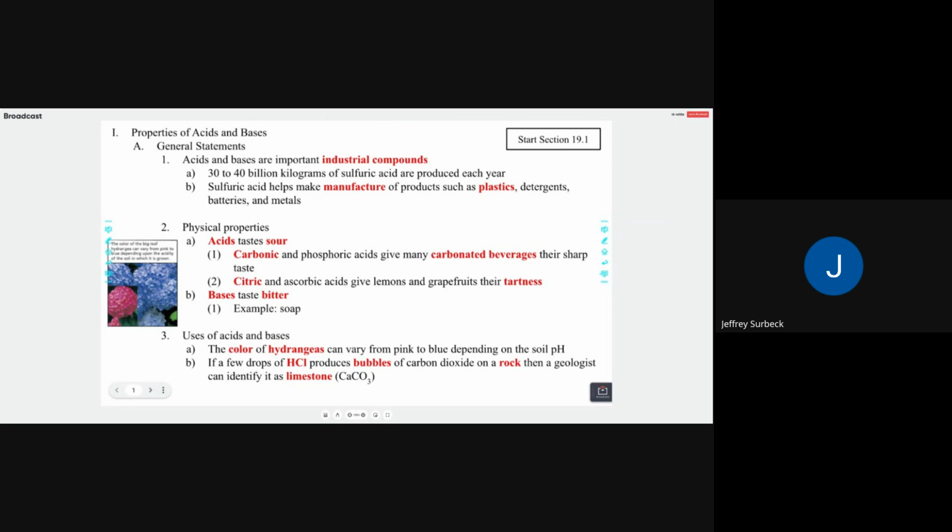Our acids and bases can also be really useful in identifying the specific pH, and that's going to tell us if something is an acid or a base. Or if we use an acid, for example, on this rock, we can tell what type of rock it is based on that chemical reaction.